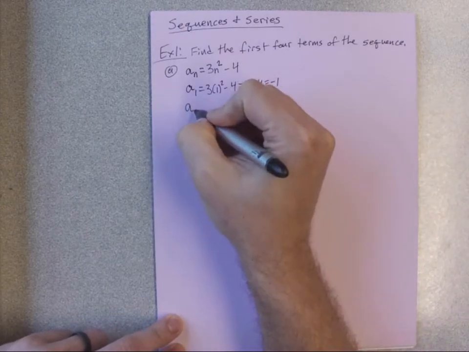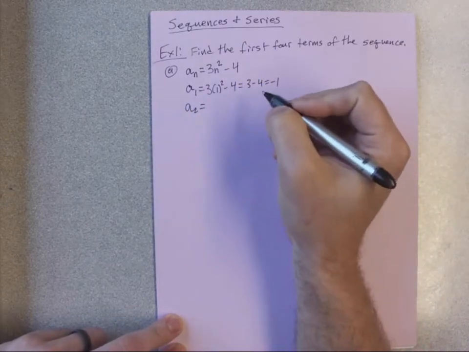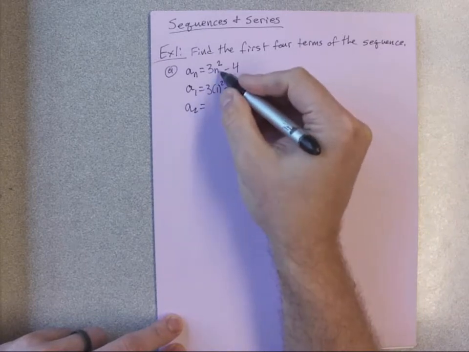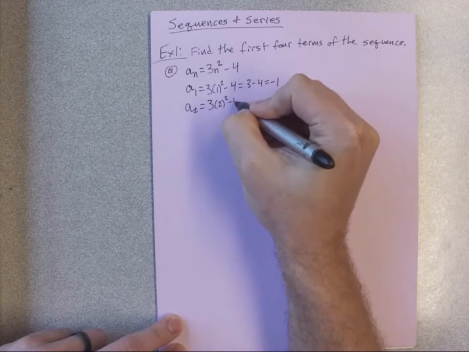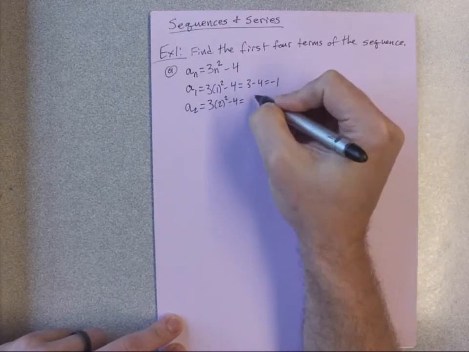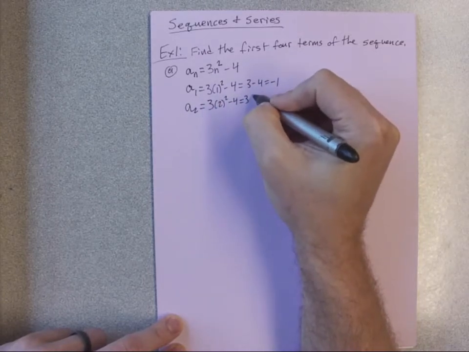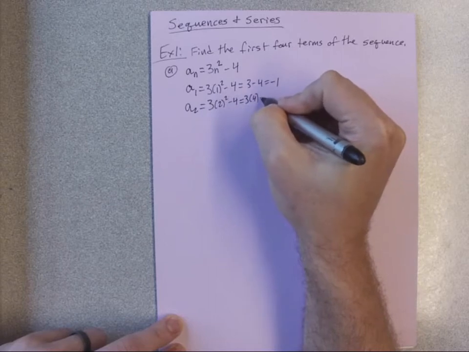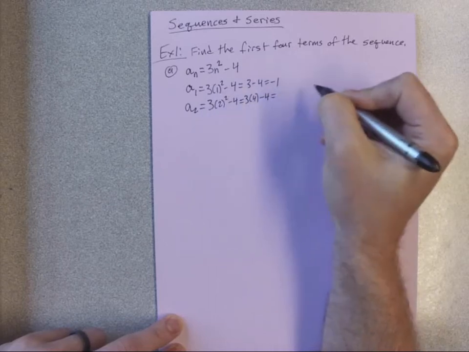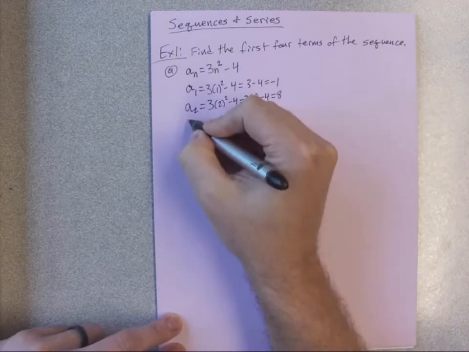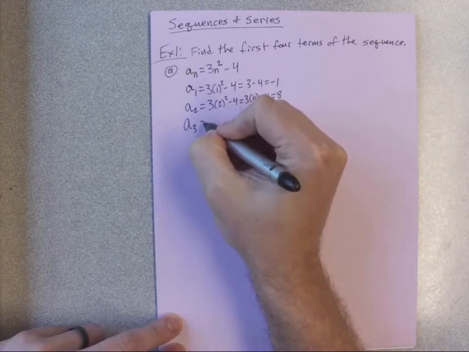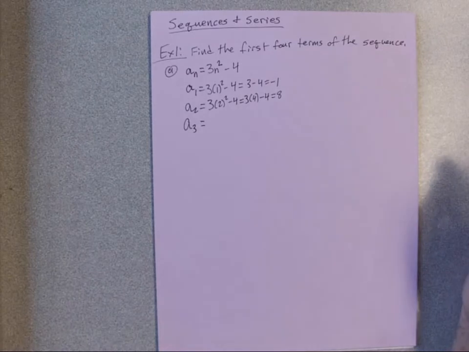And then let's move on to A2. That means we're plugging 2 in here for n. 3 times 2 squared minus 4. So that gets me 3 times 2 squared, which is 4, and then minus 4. So that's 12 minus 4, which is 8. Alright, now try A3 by yourself. Pause the video and give it a try.